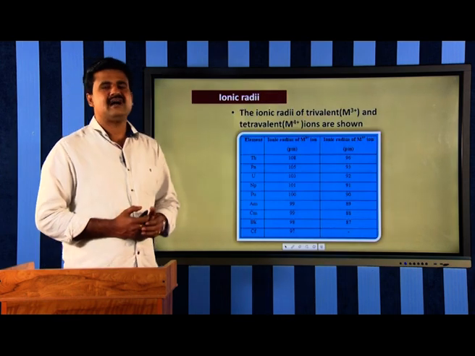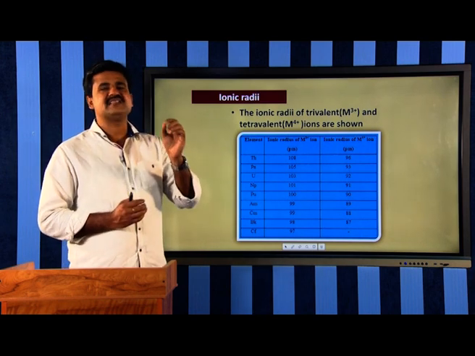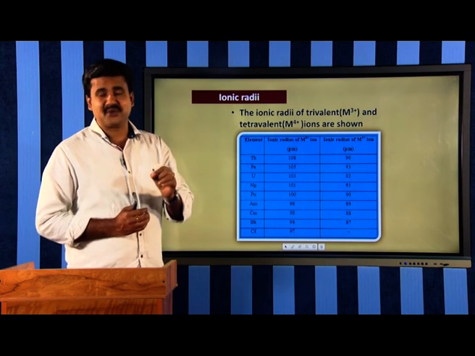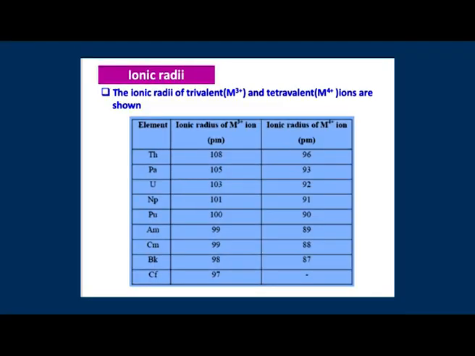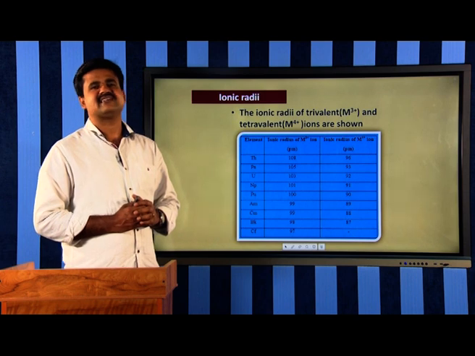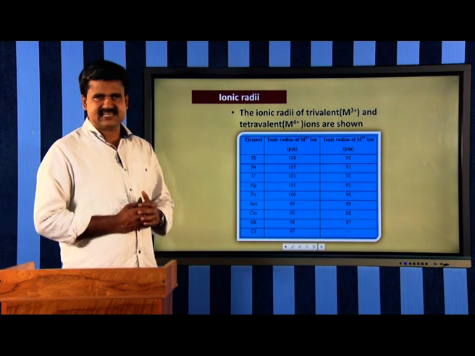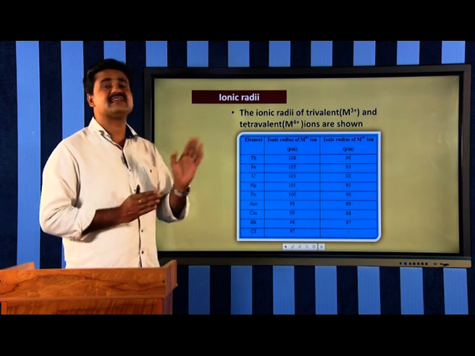Regarding ionic radii, it represents the shortest distance from the center of the ion to the outermost electron. The radii of the trivalent cation as well as the tetravalent cation are shown here. For the trivalent cation, from thorium to californium, we can see a marked decrease. This type of decrease is also observed in the case of the tetravalent cation. And it is clear that the size of the tetravalent cation is also less than the corresponding trivalent cation.